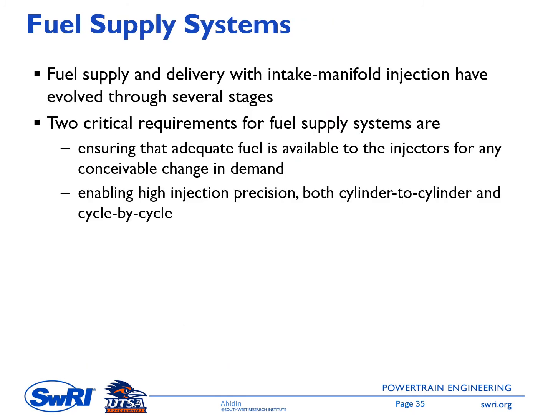Next one is the fuel supply systems. Fuel supply and delivery with intake manifold injection have evolved through several stages, and there are two critical requirements for a fuel supply system. Number one is that the system must ensure that adequate fuel is available to the injector for any conceivable change in demands. Second, it must enable high injection precision, both cylinder to cylinder and cycle to cycle.